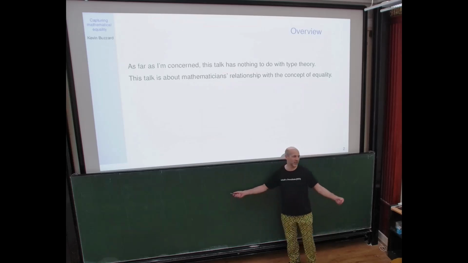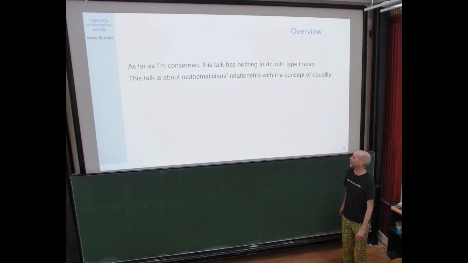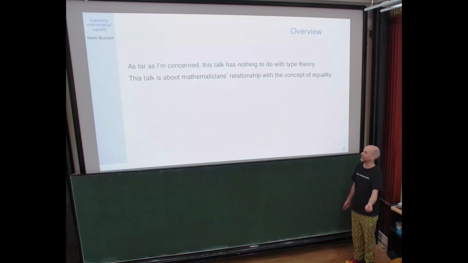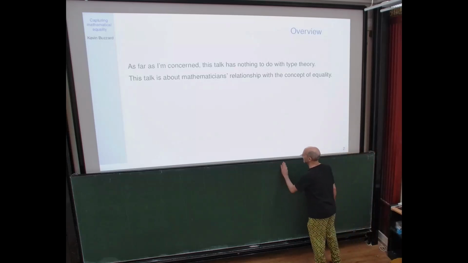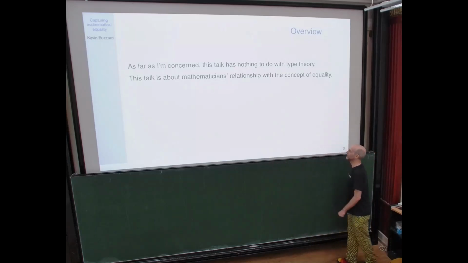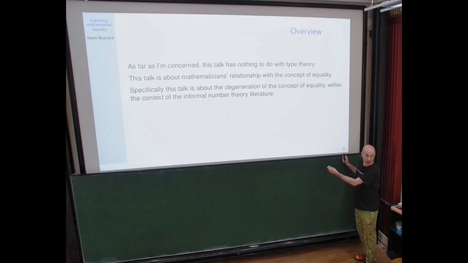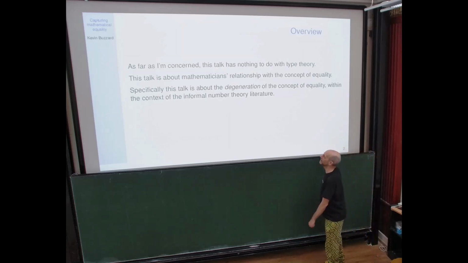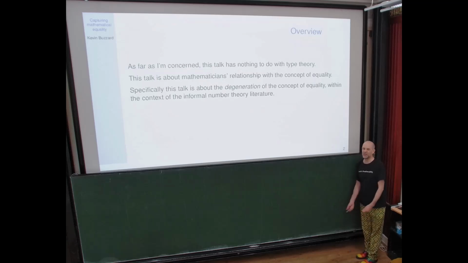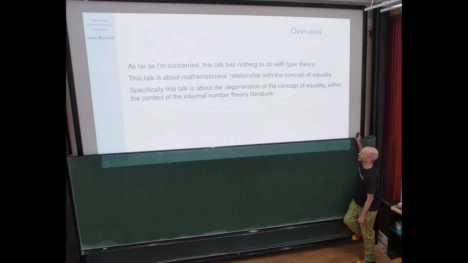when I give talks in maths departments, I normally make fun of computer scientists. Now I'm giving a talk in a room that has many people with computer science backgrounds, and so I'm going to lay into mathematicians. And one of the reasons that I'm in this area in the first place is that I have perceived some kind of degeneration in the way mathematicians speak about equality.